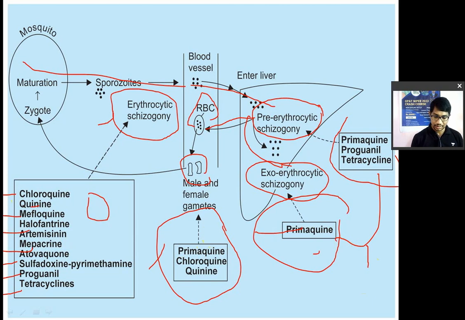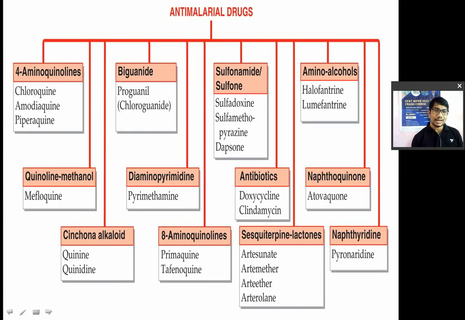Now we'll see the classification again. Anti-malarial drugs are classified into different classes. First class is the cinchona alkaloids, natural alkaloids obtained from Cinchona species. Quinine and quinidine are the cinchona alkaloids, right? Natural alkaloids. Now the semi-synthetic derivatives.